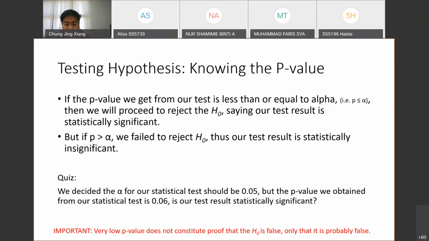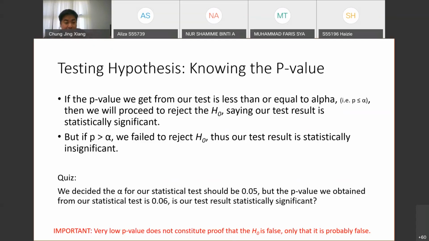But there is a gray area. For example, let's see, a quiz. We decided that the alpha for our statistical test should be 0.05. We decide that our test can tolerate 5% of error. So we do our test and we get our p-value of 0.06. Is our test result statistically significant? That's the thing I want to ask. So remember, alpha is 0.05, p-value is 0.06.